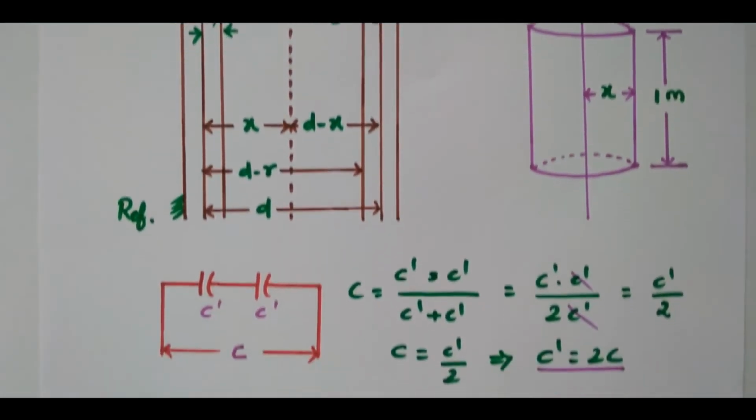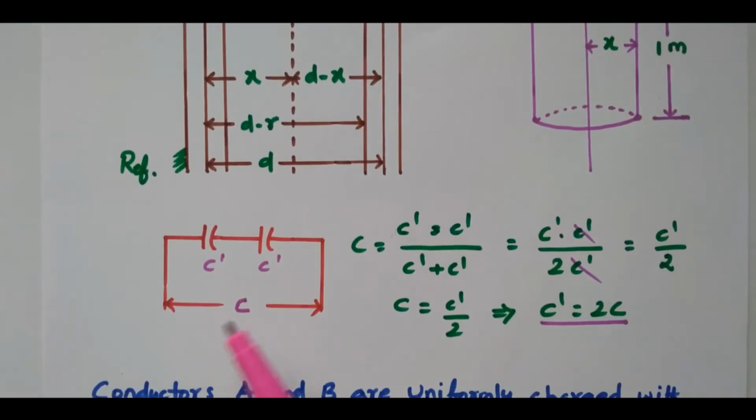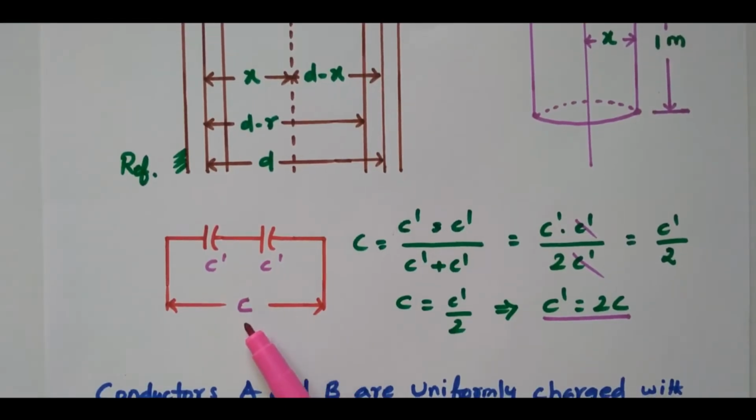So there are two conductors available. The total capacitance is nothing but the capacitance due to conductor A and the capacitance due to conductor B, and both are connected in series. This C dash is the capacitance due to conductor A, and this C dash is the capacitance due to conductor B. Since both are connected in series, the total capacitance C is C dash times C dash divided by C dash plus C dash.